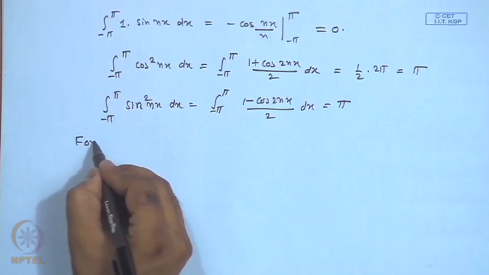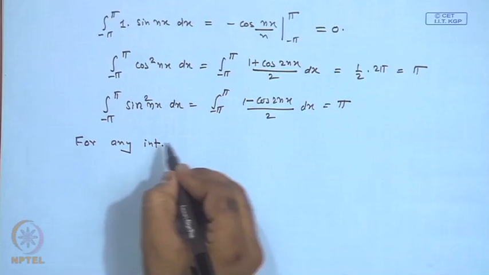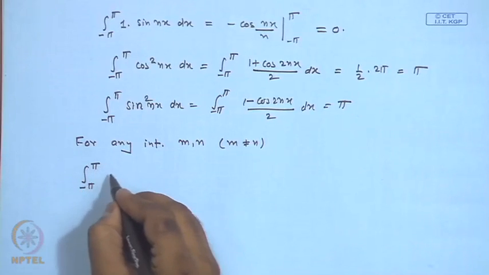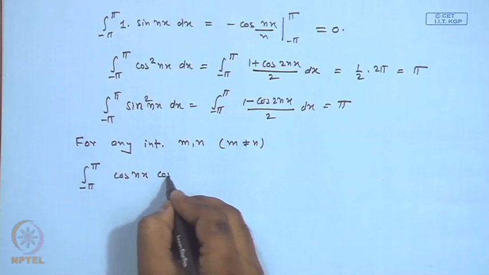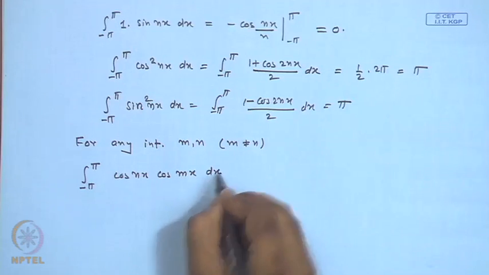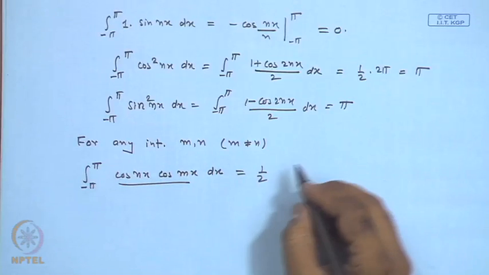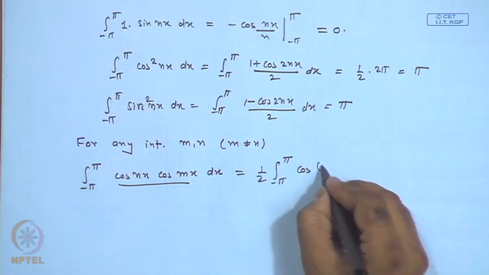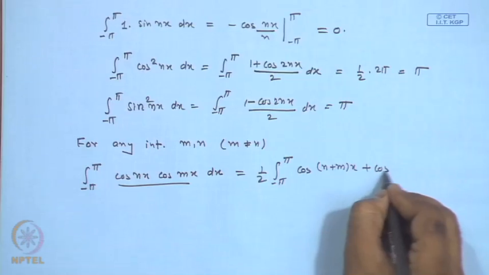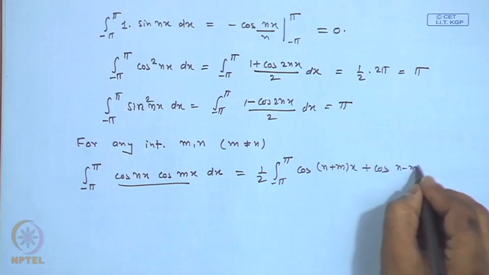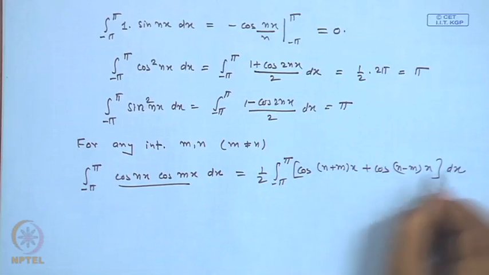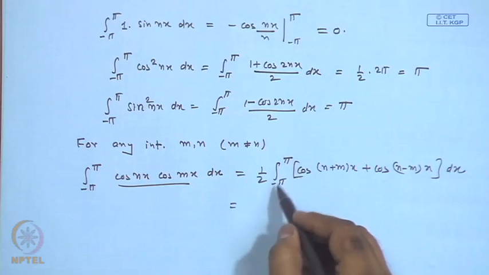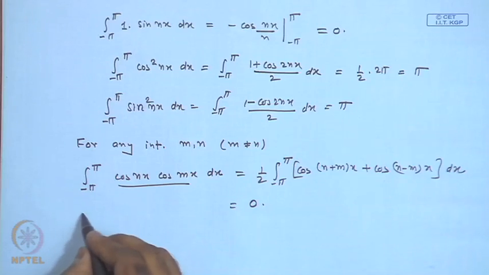Now, we take any integer m and n, where m is not equal to n. What we have if we integrate from minus pi to pi cos nx and cos mx. Any two functions we have taken here. So, what we can write is 2 cos nx cos mx. So, minus pi to pi, that will be cos (n plus m)x plus cos (n minus m)x, and then dx. So, again we have sine after this integration, here also we have sine. So, in that case this pi and minus pi both will give us 0 again.